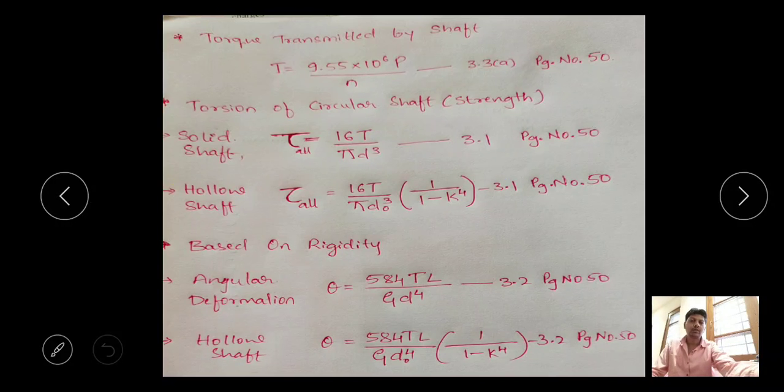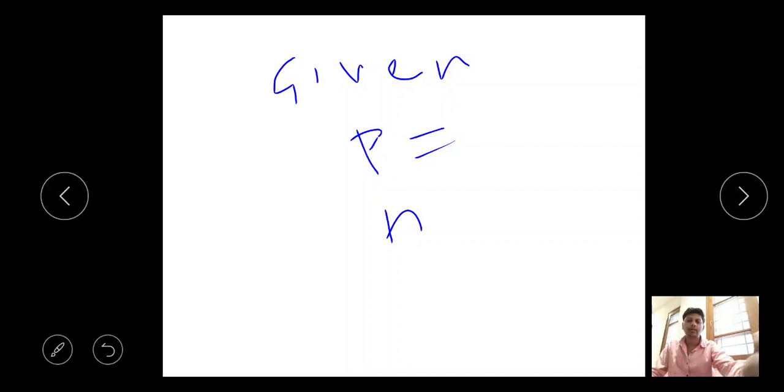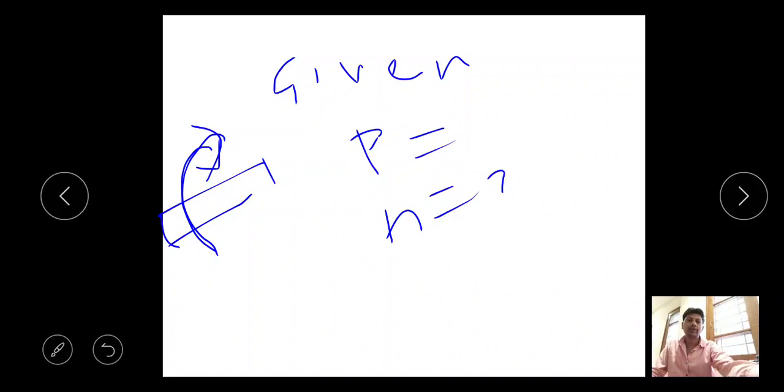So in this I will just try to explain that. In your problems, power will be given, and rpm will be given. That is, if a shaft is rotating like this, at what rpm is it rotating? For example, 200 rpm, revolutions per minute.